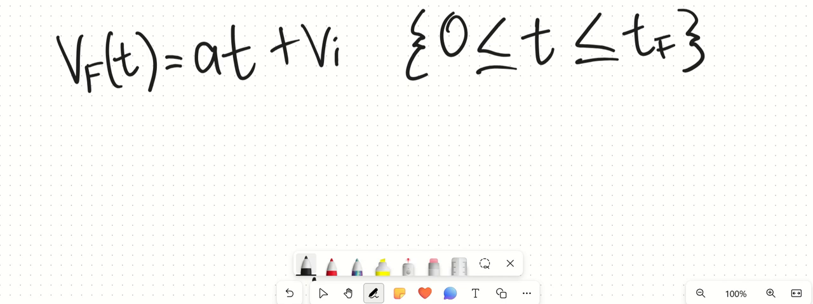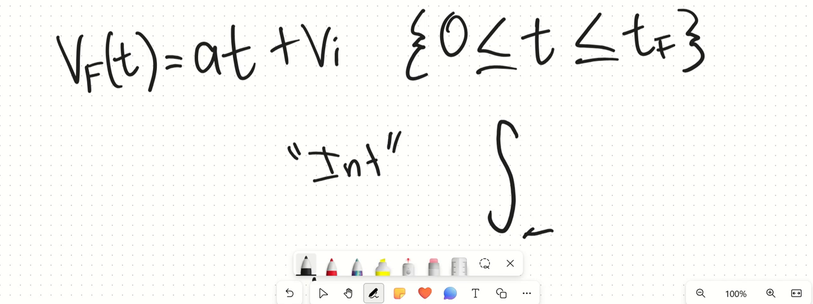Some other notation that you need to use is this integral notation. When we type in int onto Desmos, it's going to give us our integral symbol. We're going to have our starting time down here and our final time up here. So we're going to go 0 to time final. And then we're going to have our equation. So we're going to have our expression right here. And that is going to be based on time being our independent variable.